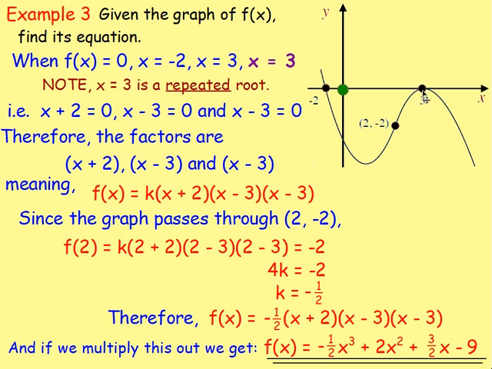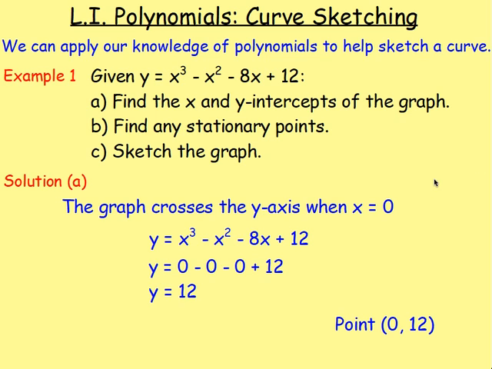So always have a look to see if that is a turning point. If it is, then it's a repeated root. Apart from that, you did it the same way. Look for another point that the graph's going through. Here it was 2, -2, so you can sub that into this equation that you came up with to find the value of k. Sub it back in, and then multiply out your brackets, just the way you did in Nat 5.